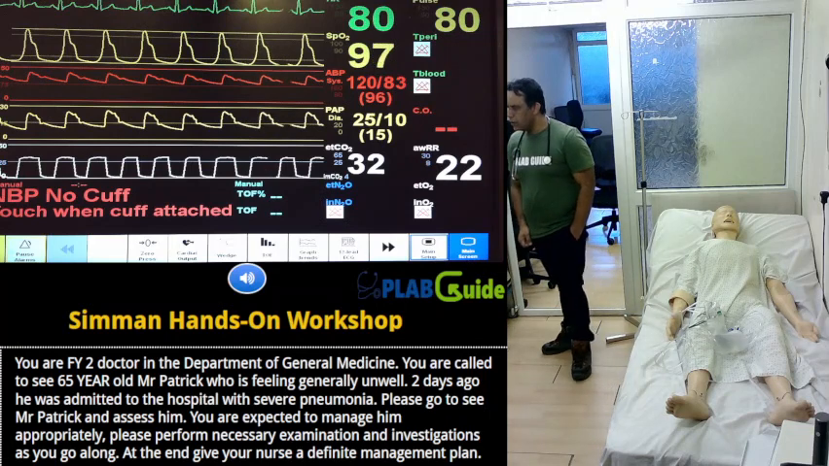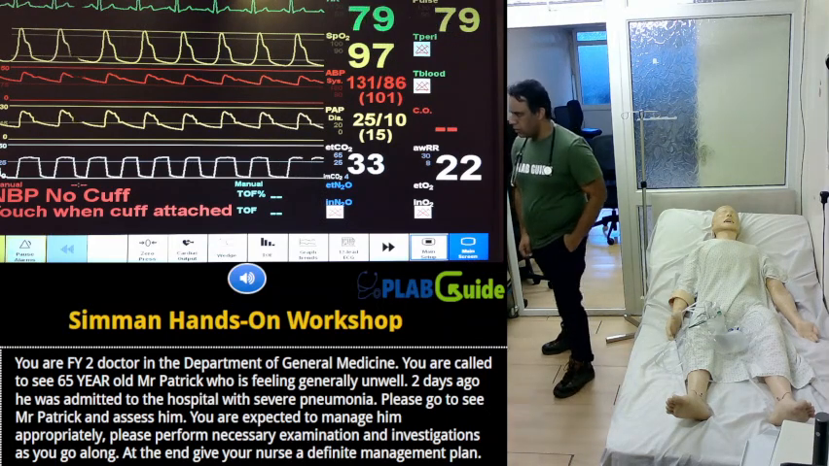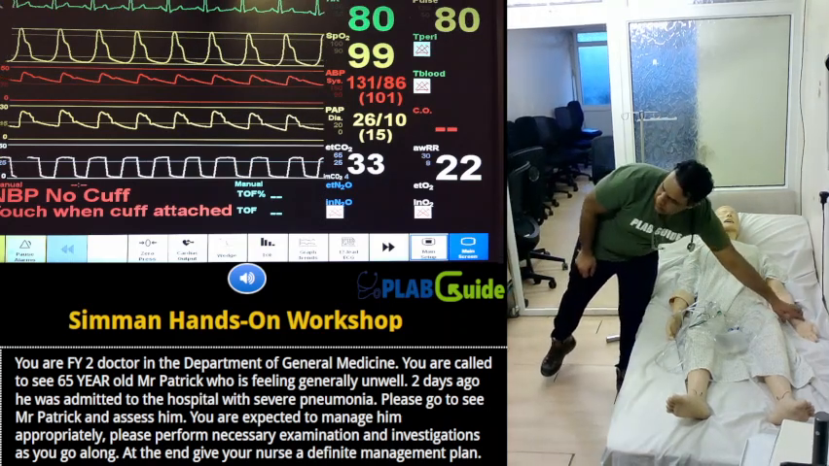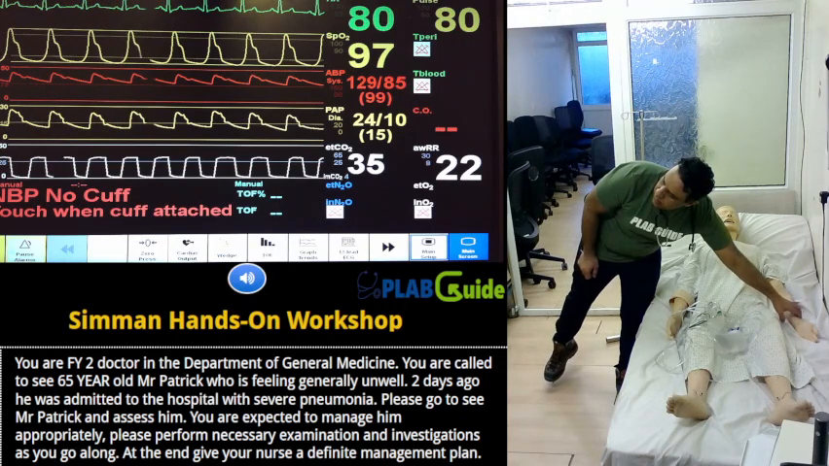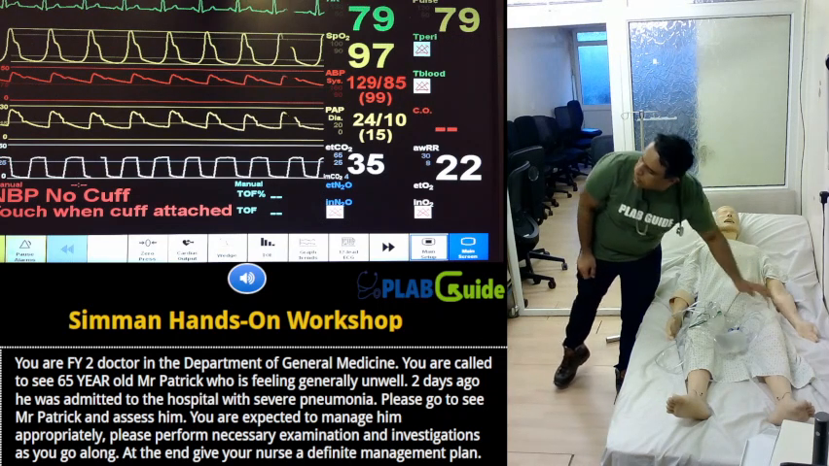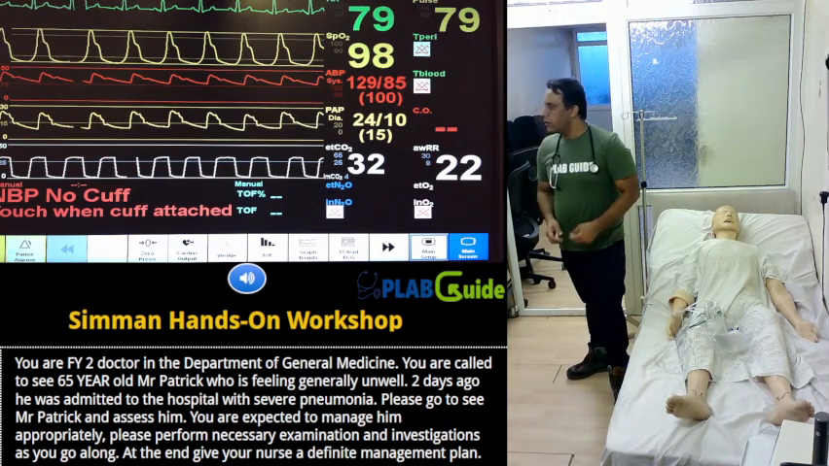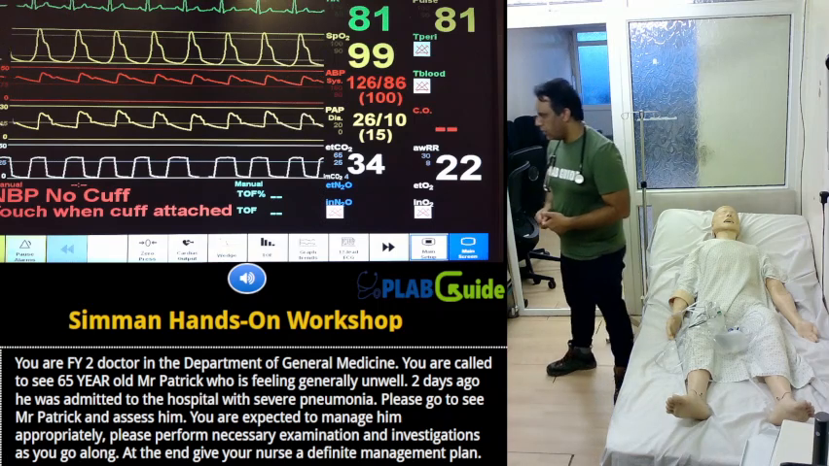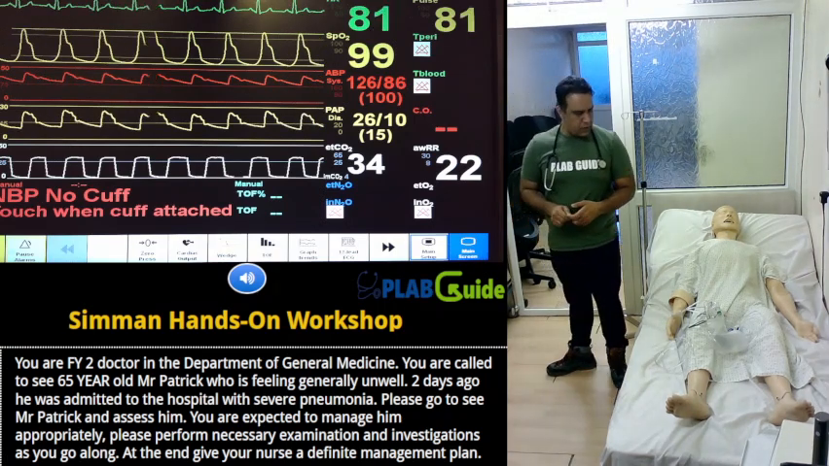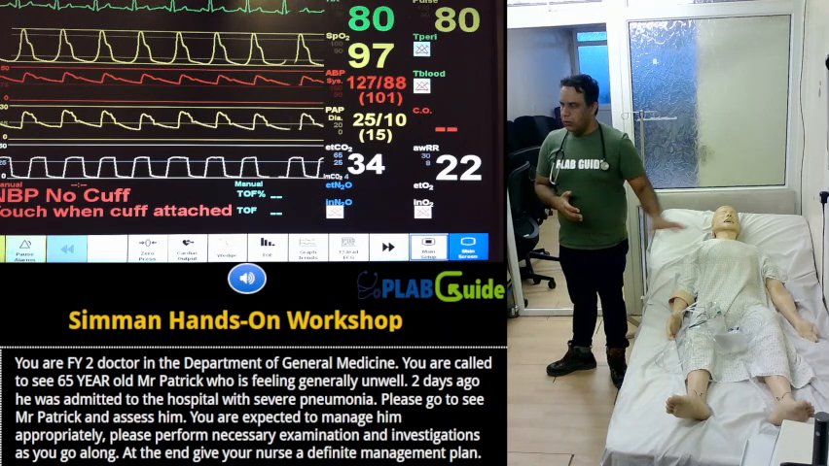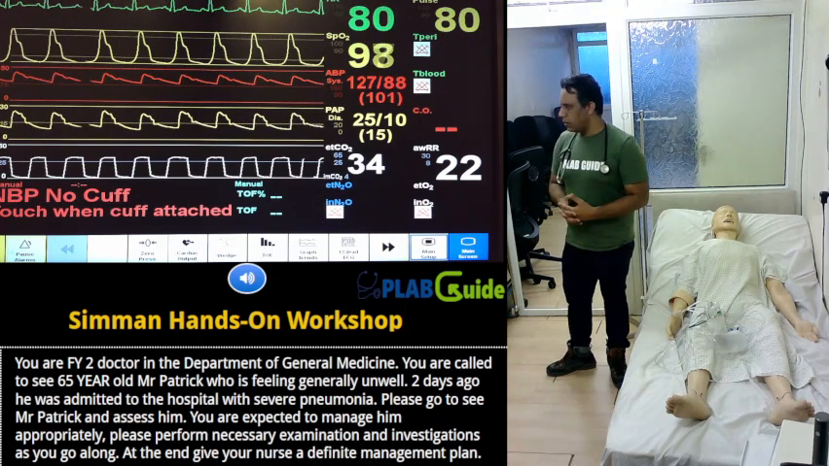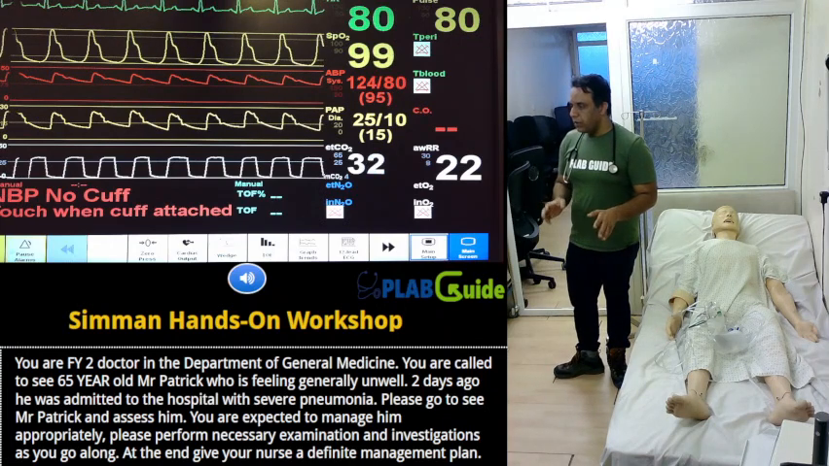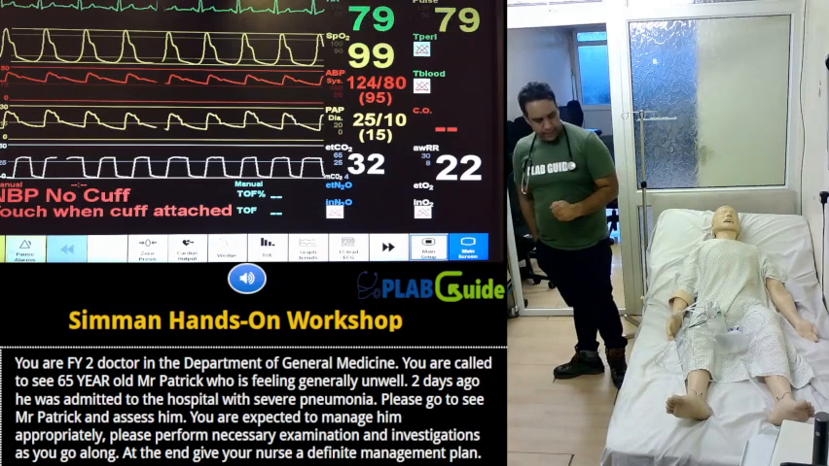Which one is the radial pulse? Here, that is the radial pulse. And this is the capillary fill time. Check on the nail. No need to check the carotid pulses unless you are very worried that the patient is not breathing and you want to start CPR.